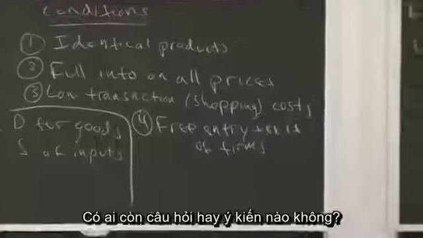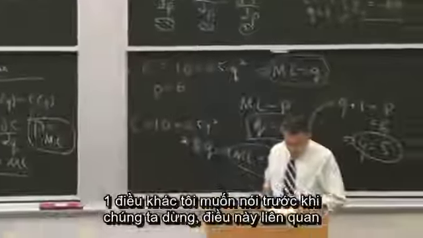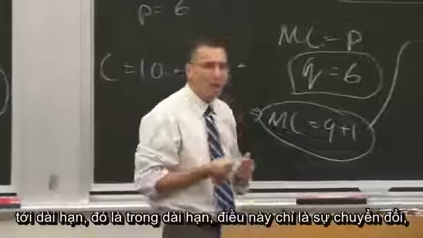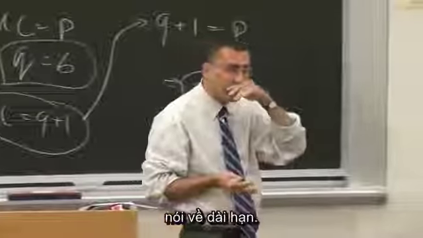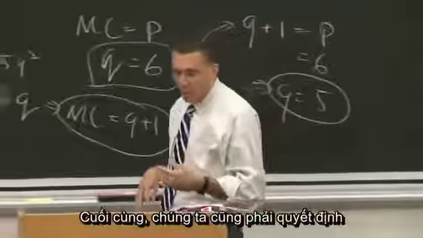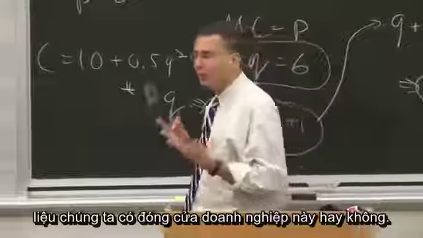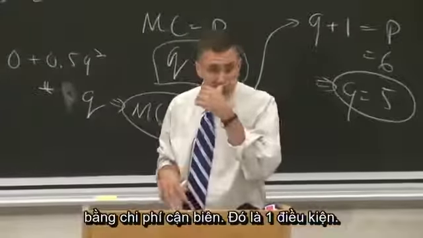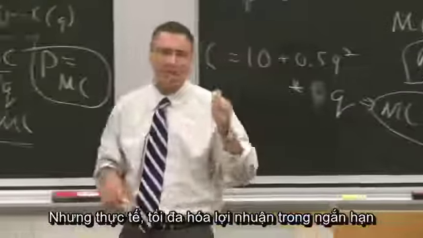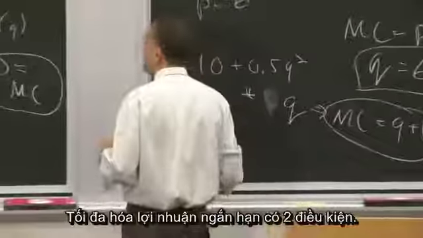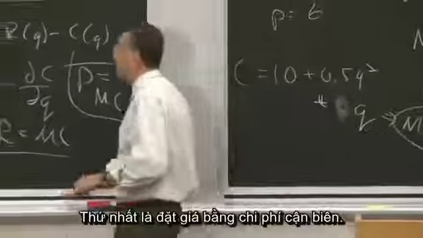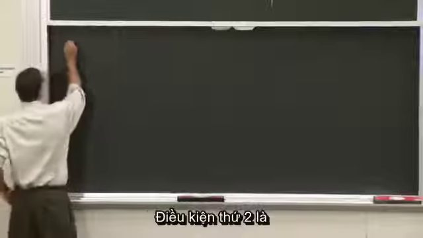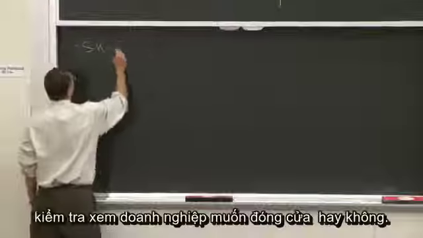Other questions or comments? Okay, one other thing I want to cover before we stop, which relates to the long run. This is sort of the transition, the bridge to talking about the long run, which is that we also have to decide, ultimately, whether or not we want to shut the firm down. So in other words, we want to set price equal to marginal cost. That's one condition. But actually, short-run profit maximization has 2 conditions. The first is to set price equal to marginal cost. The second condition of short-run profit maximization is to check whether the firm wants to shut down.